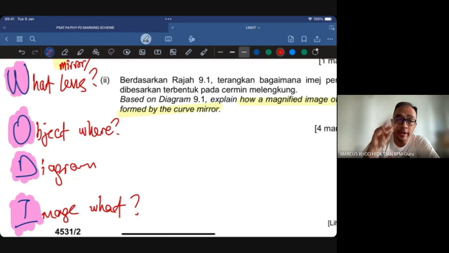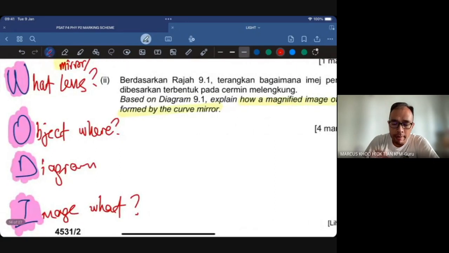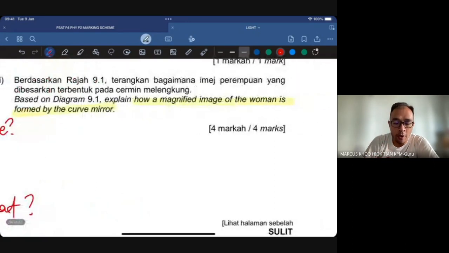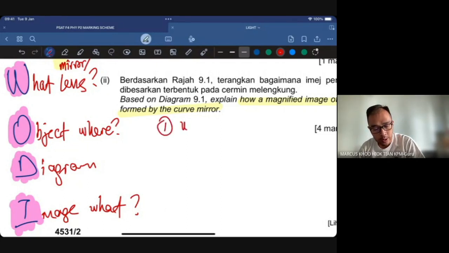If you have this, then I think you can give a very comprehensive explanation for this point. So, how is a magnified image of the woman formed by the curved mirror? The first thing you have to talk about is what kind of mirror we're using. So the first point is, what is the mirror? Concave mirror.